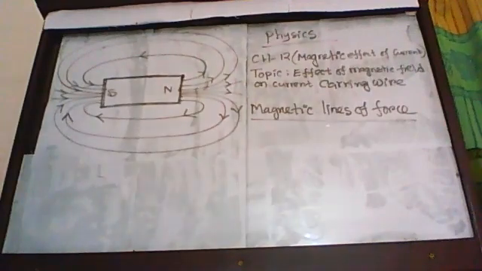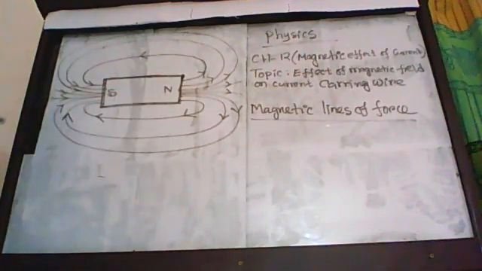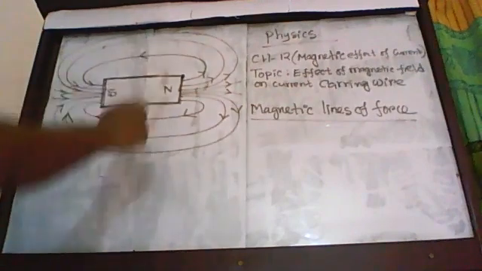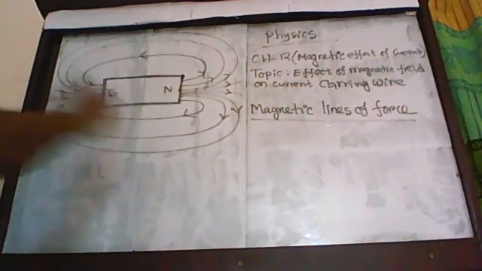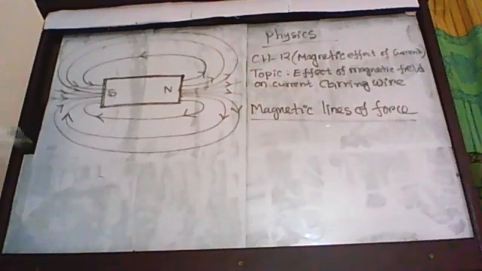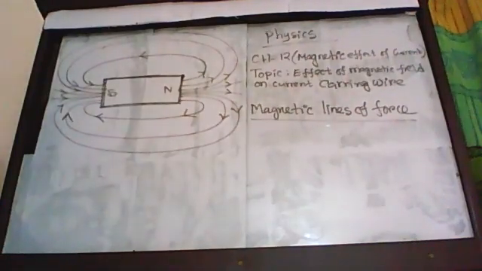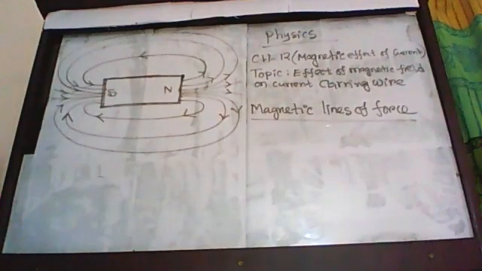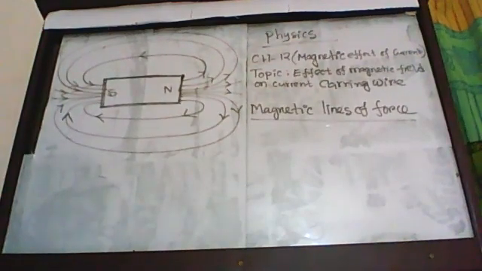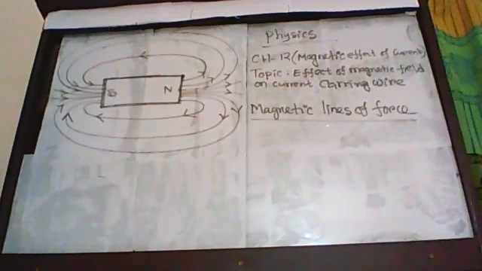If I keep a unit north pole at the north pole of a bar magnet, then because of the repulsive force of two similar poles, the imaginary path that the north pole can follow around the magnet is called magnetic lines of force. So magnetic lines of force are imaginary lines.